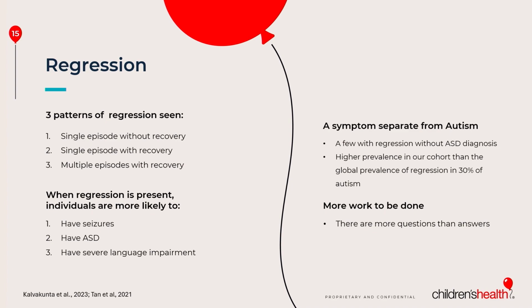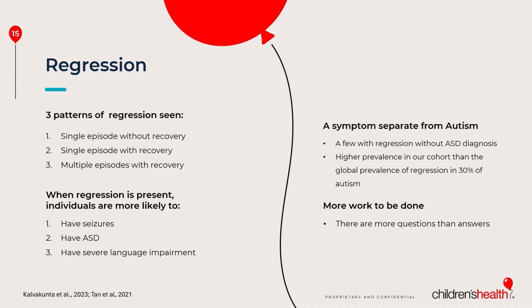In a previously published paper by our group, looking at regression patterns in our natural history study, 3 patterns of regression were described: a single episode without recovery, a single episode with recovery, and multiple episodes with recovery. When there is regression, those individuals are also more likely to have seizures, autism, and/or a severe language impairment. However, not every individual with regression is diagnosed with autism, suggesting either that this is a feature of SLC6A1 or that these kids might present with autism in ways that are not being caught with traditional methods of diagnosis.